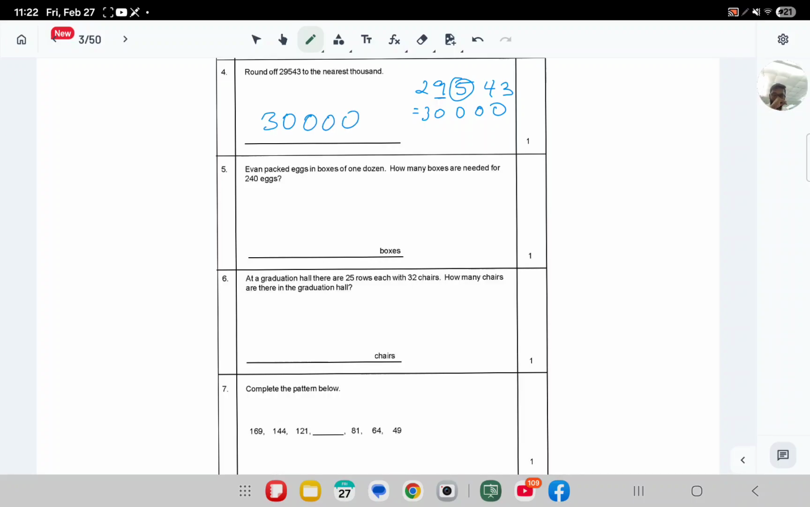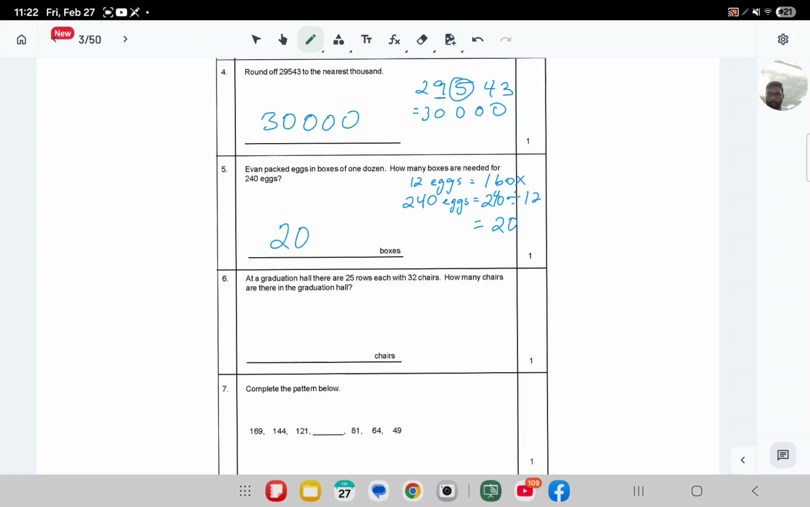Evan packed eggs in boxes of 1 dozen. How many boxes are needed for 240 eggs? So we know a dozen is 12. To find out how many boxes, we know 12 eggs is equal to 1 box. So for 240 eggs, it will be 240 divided by 12, which will give us 20 boxes.